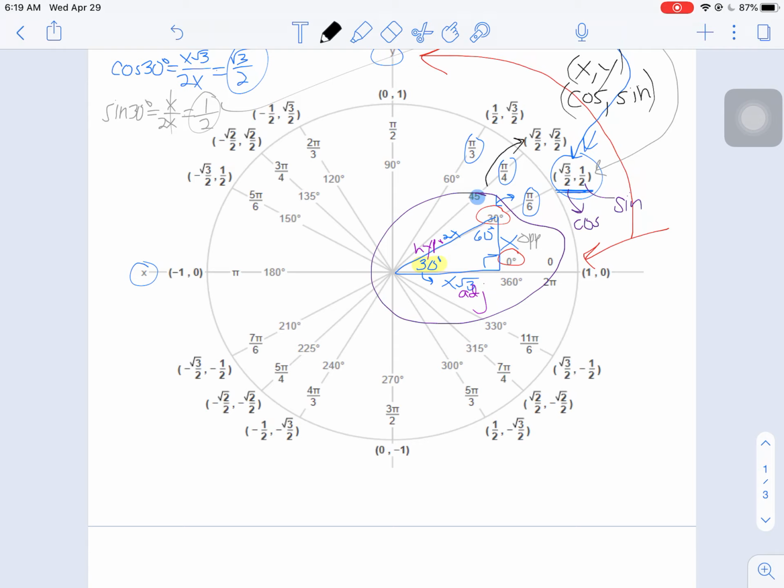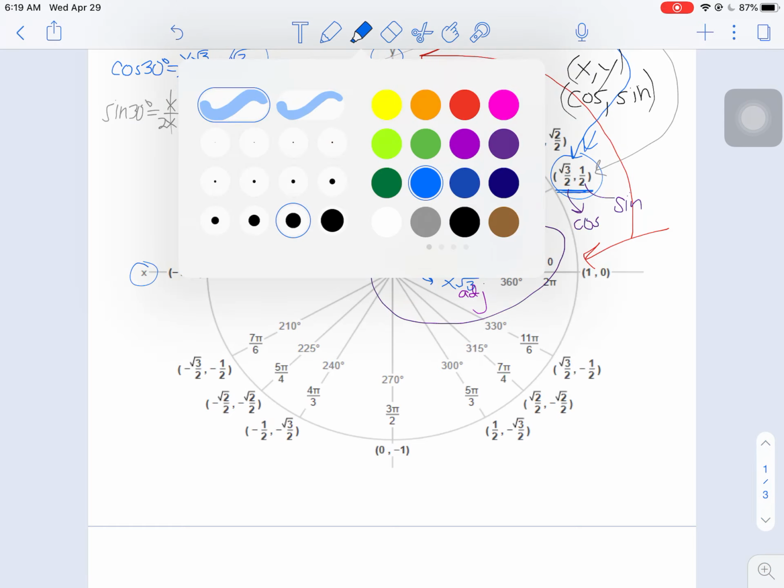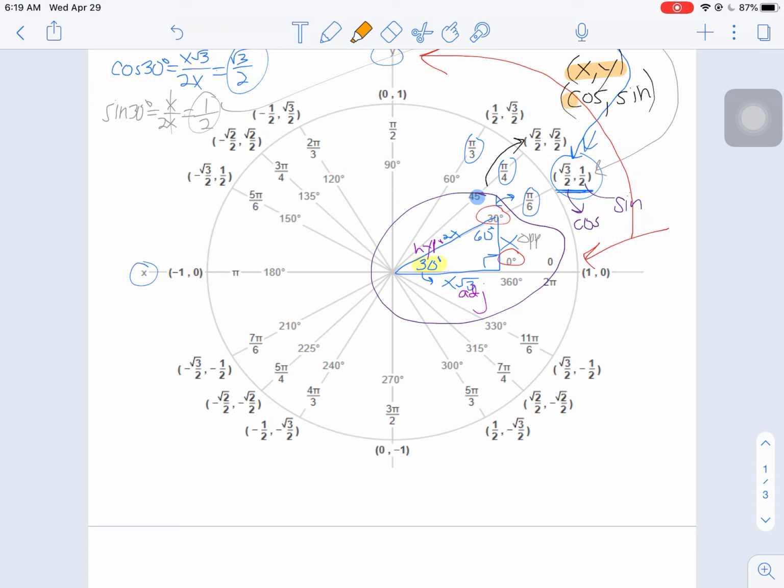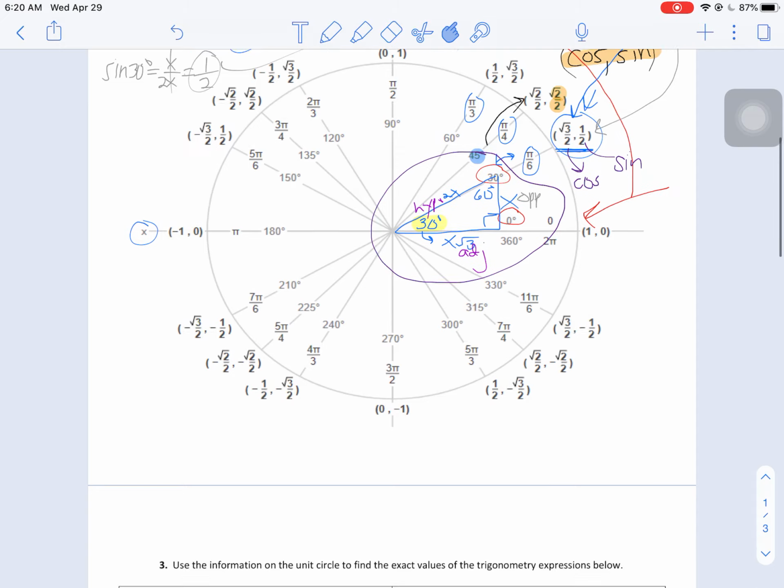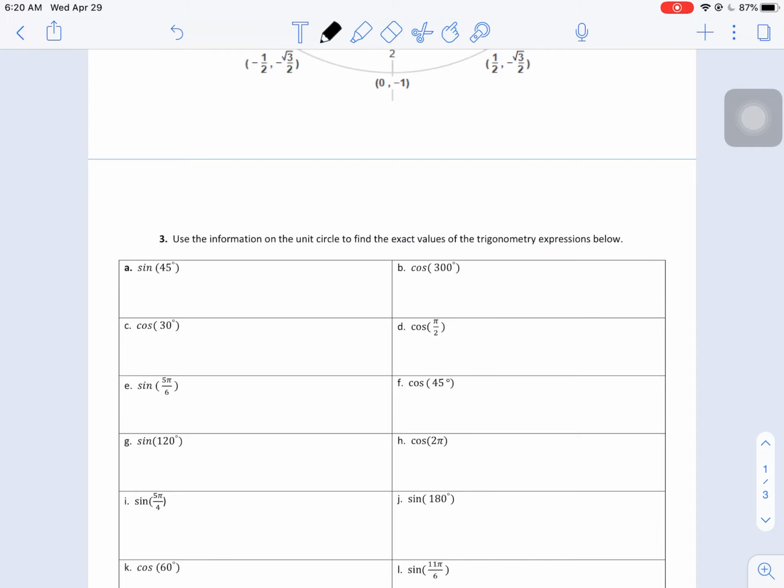And they asked us for sine. So if we look back at our little reference right here, we know that the sine has to be the y-coordinate. So the y-coordinate that corresponds is right here, root 2 over 2. So like that's it. You just write down root 2 over 2. So if you scroll back down to part A, your answer would just be root 2 over 2. That's literally all you do.